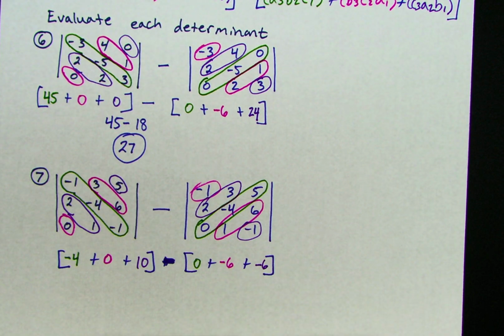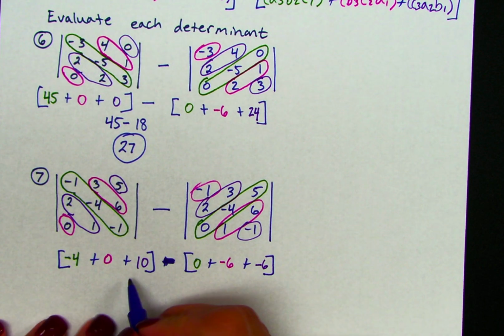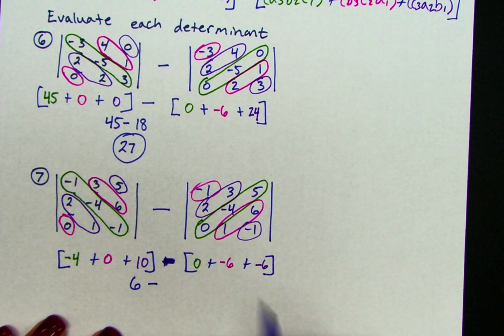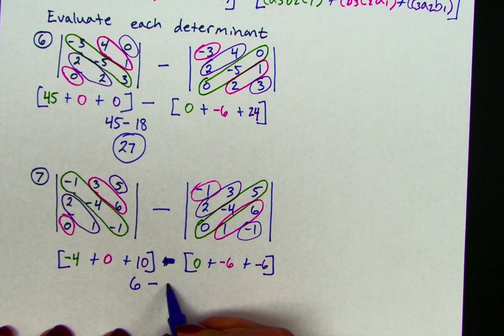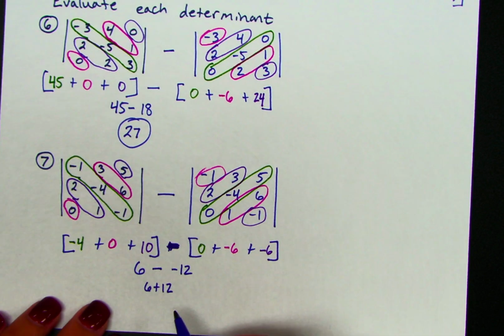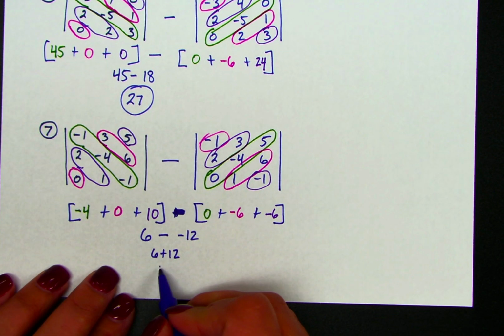Okay. So if we start adding, negative 4 plus 10 is 6. And then minus a negative 12. So really that means that we are adding. So my determinant for this problem is going to be 18.